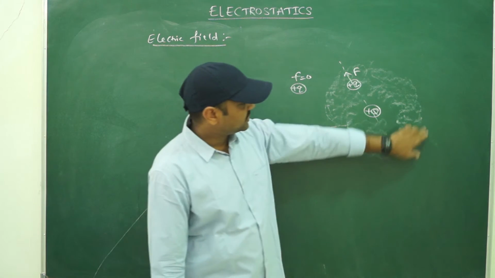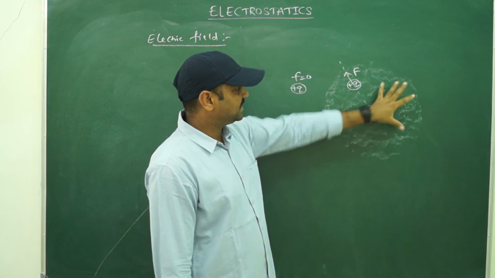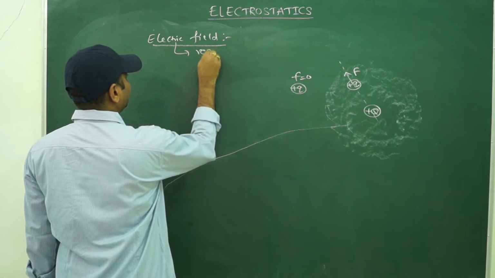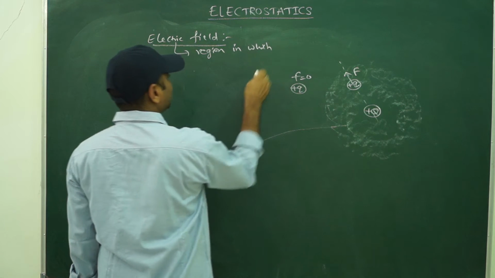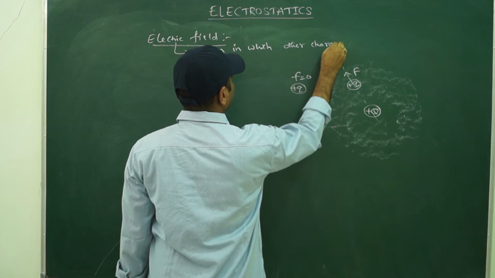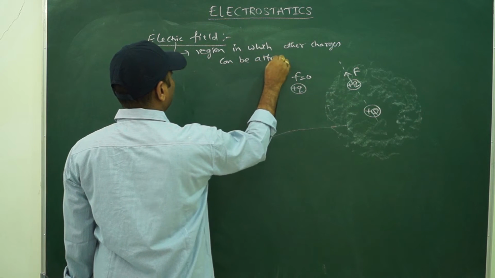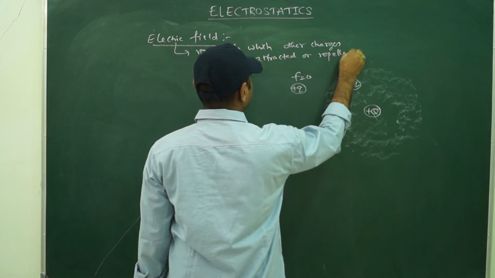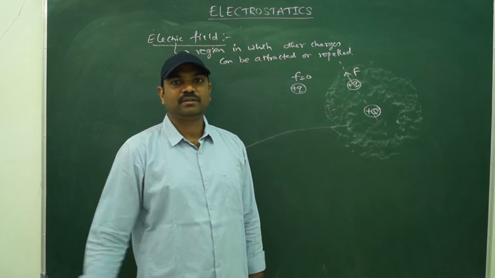Supposing that this is the place where other charges can be attracted or repelled, this place is called what? Electric field. So electric field is a region in which other charges can be attracted or repelled. I just wrote the definition. If you want, you can note it down.